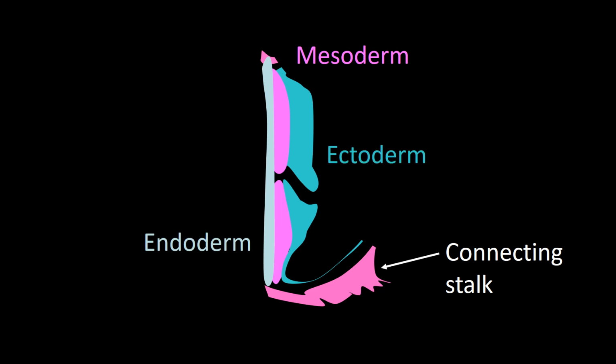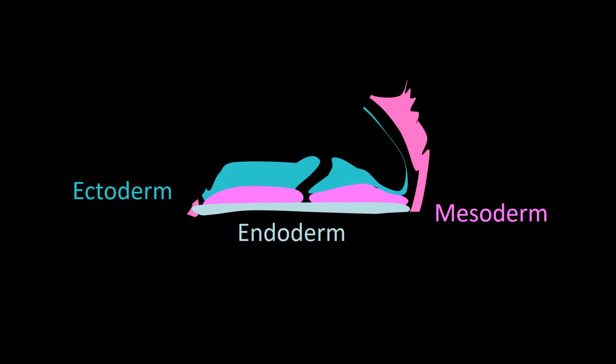Here I am indicating the connecting stalk. We can also see the mesoderm, endoderm, and ectoderm. I will now change the position of the figure as indicated by the arrow. In this new position, the three-layer structure is placed horizontally. I am now pointing to the ectoderm, or amniotic facing layer.